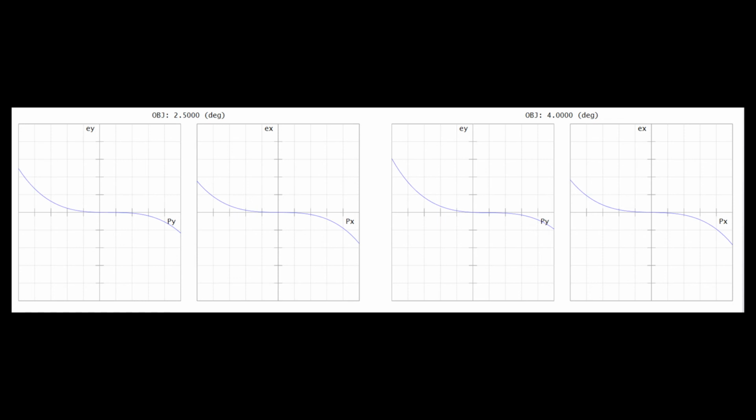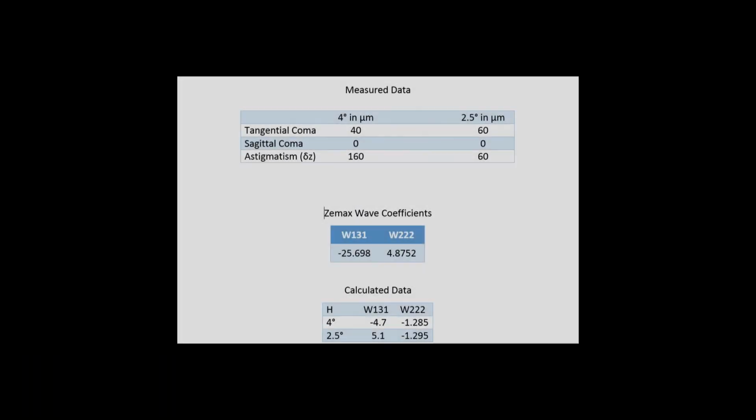These are the ray fan plots that were given from Zemax. On the left you have the field of 2.5 degrees, and on the right you have the ray fans for the 4-degree field. Here are our measured data of tangential coma, sagittal coma, and astigmatism. We then have the wave aberration coefficients and the calculated data as shown below.